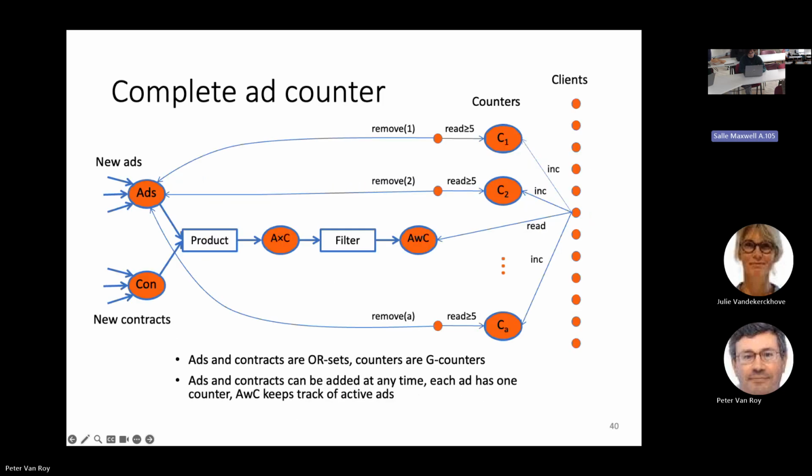And the whole application looks kind of like this. New ads can come in anytime, new contracts. This is kind of the heart. These counters are running, and there's a number of them for the different ads. And they have occasional communication with the client. So here you can have millions of clients, okay? This thing, we implemented it, and we simulated it at pretty large scale.